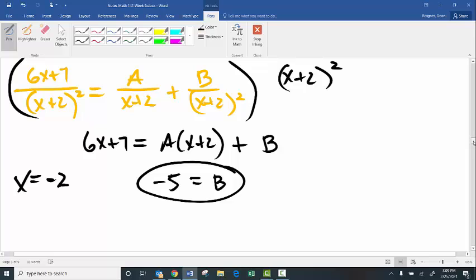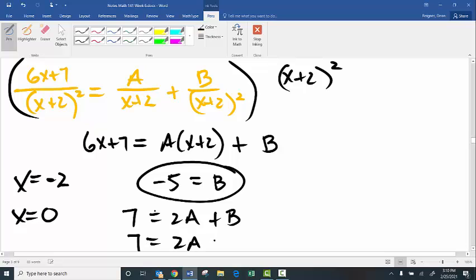So last but not least, you're going to choose an x value that lets you solve for a. So it doesn't really matter. I usually choose x equals 0. That's a good number to pick. So 6 times 0 is 0, plus 7 is 7. And then you plug in 0. 0 plus 2 is 2. 2 times a is 2a. So you have 7 equals 2a, and then plus b. So we know b is -5. So now we can say 7 equals 2a minus 5. So then you can add 5, and then you divide by 2. So a is 6. All right?